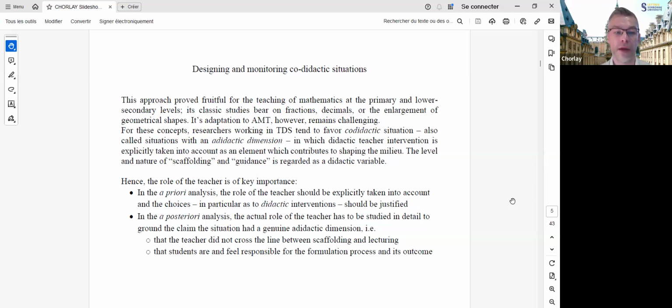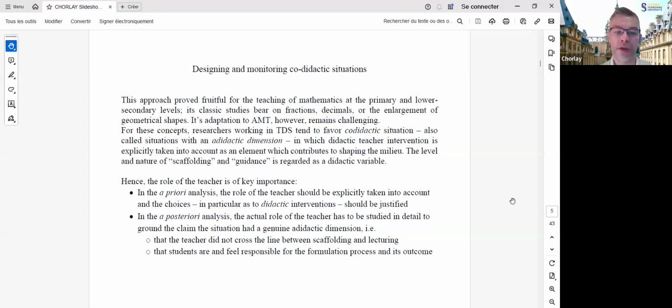The level and nature of scaffolding or teacher guidance is regarded as a key didactic variable. Hence, the role of the teacher is of key importance. First, in a prior analysis, the role of the teacher should be explicitly taken into account, and the design choices in particular, as to didactic interventions should be justified.